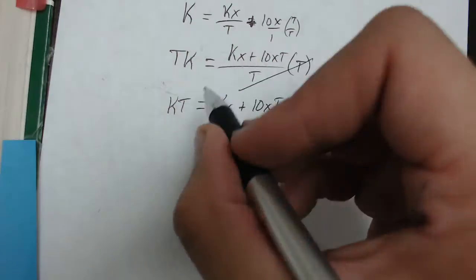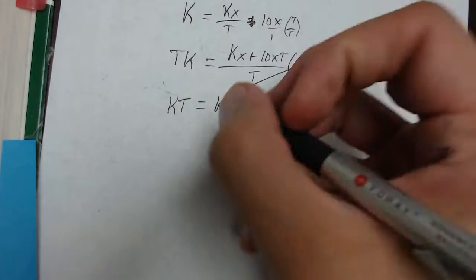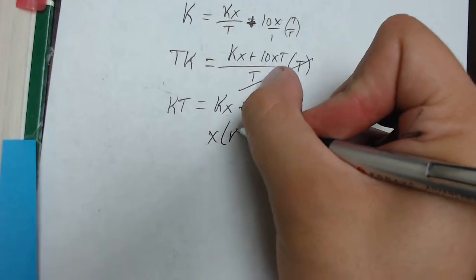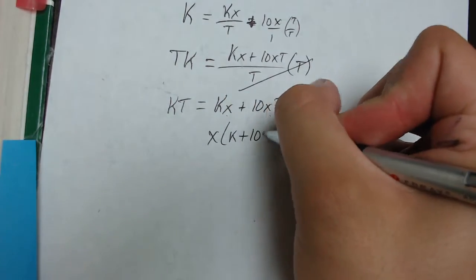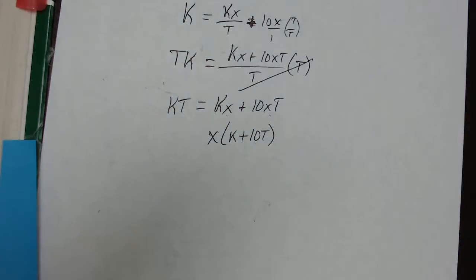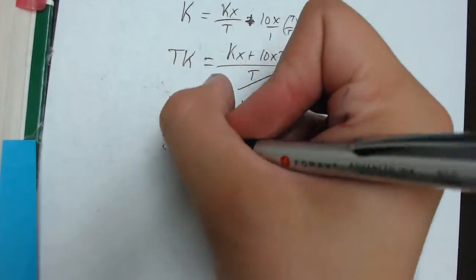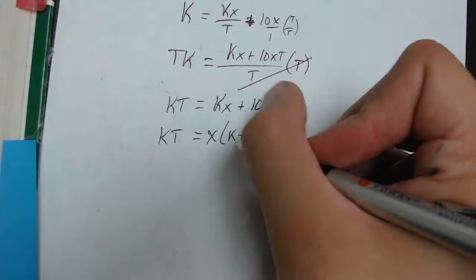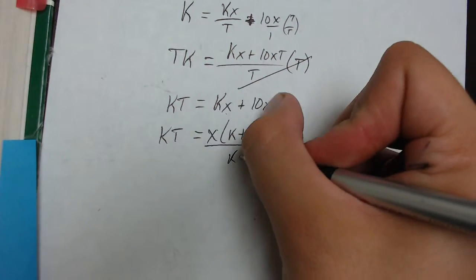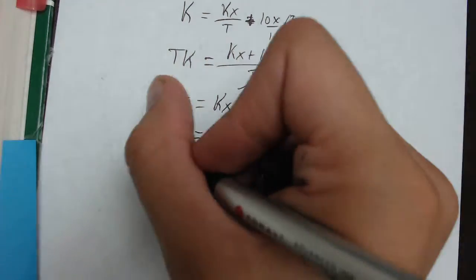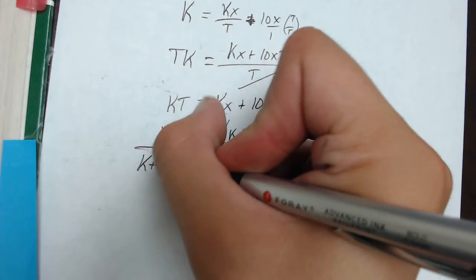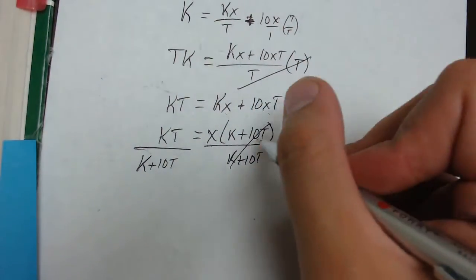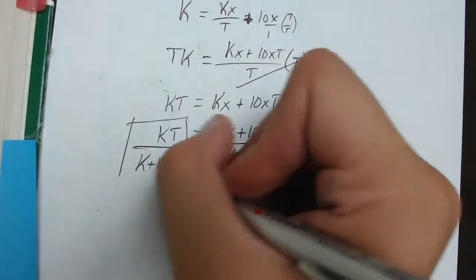All right, and then from here, I see my unknown, which is x. I can factor it out. It's going to be x times parentheses k plus 10t. That's going to equal kt. From here, I'll divide by k plus 10t. That will cancel. X equals this, and that is my answer.